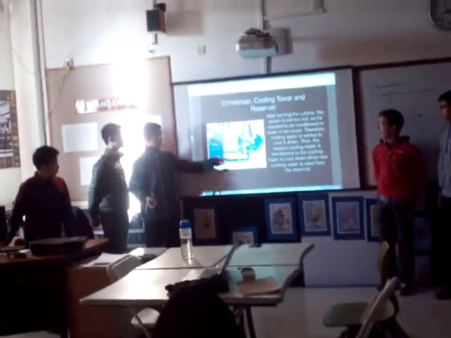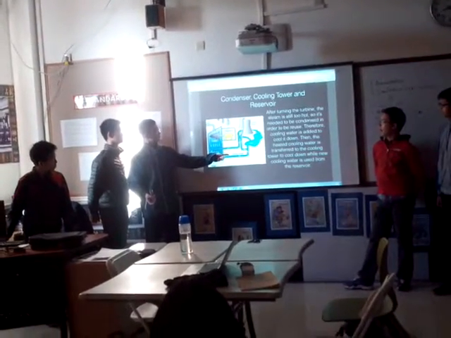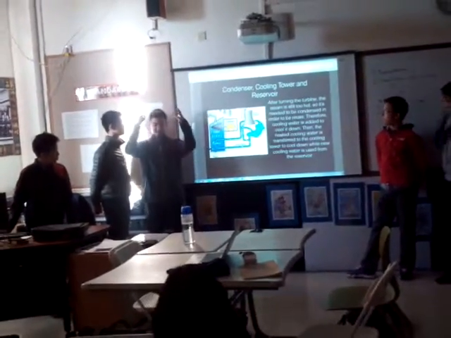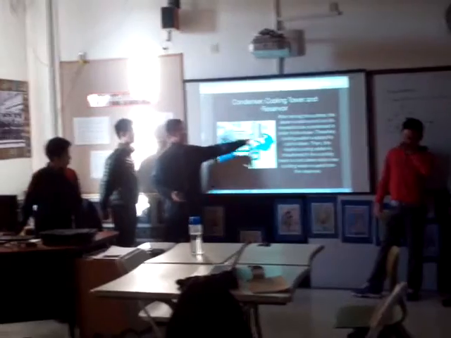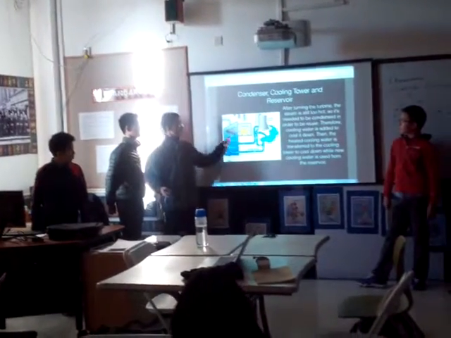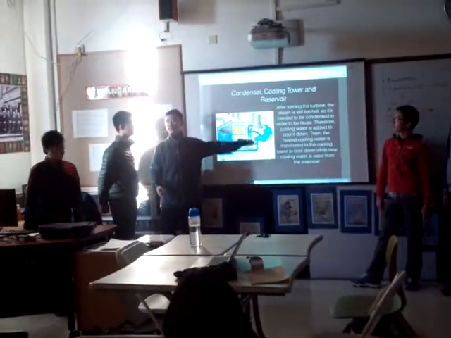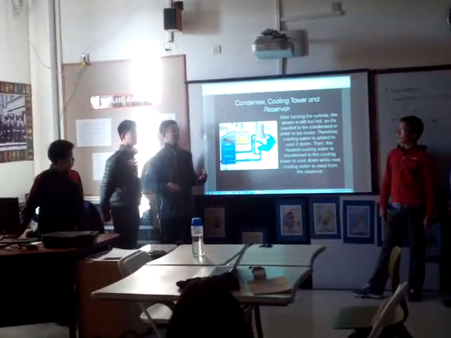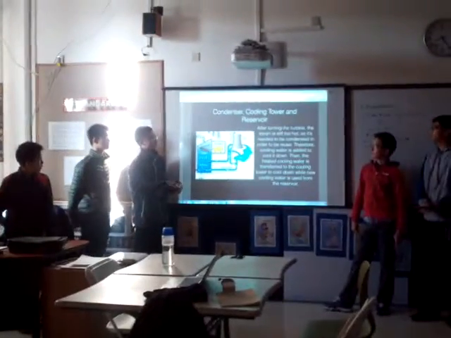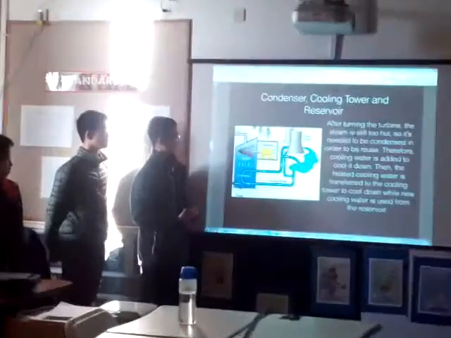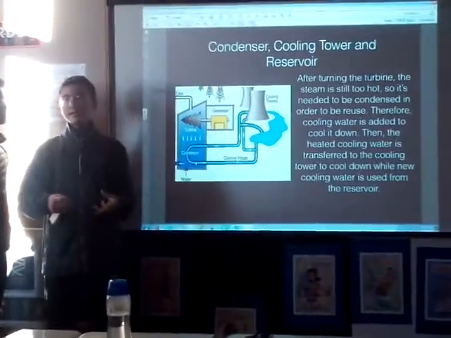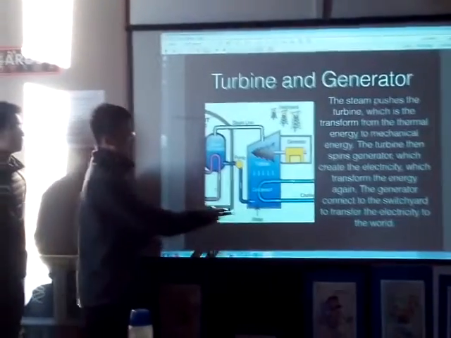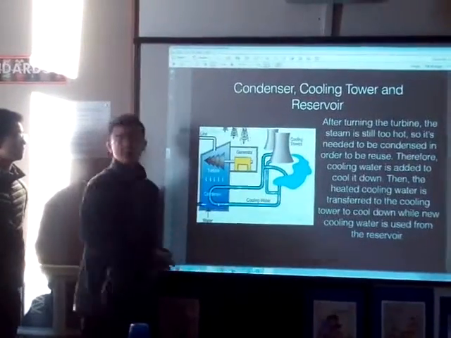And then the cooling water goes back into the cooling tower, where it slowly cools down and goes back into the reservoir. So the cooling water is the third cycle in this process. So basically, there are three cycles and rotations in the whole electricity generating power plant. The first is the heat cycle, then the steam, and lastly the cooling water.